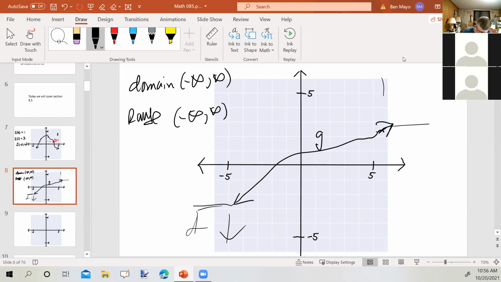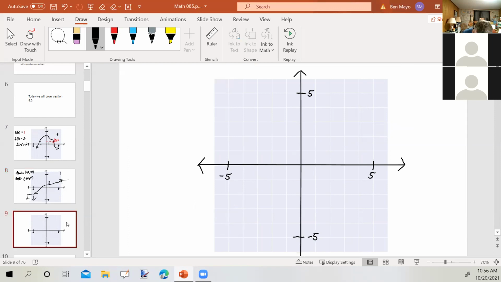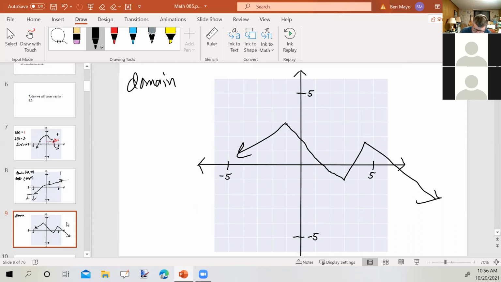But let's look at one that's perhaps not so obvious. Let's say we've got this thing. Okay, so now the domain is still all real numbers, because it continues to the left forever and to the right forever. So domain goes from smallest to largest along the x-axis.